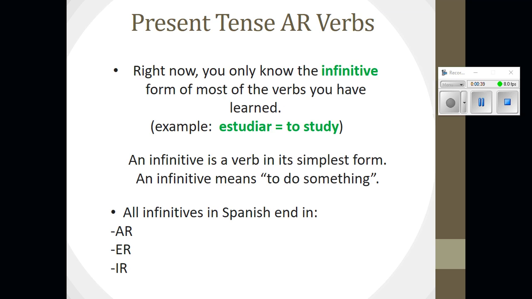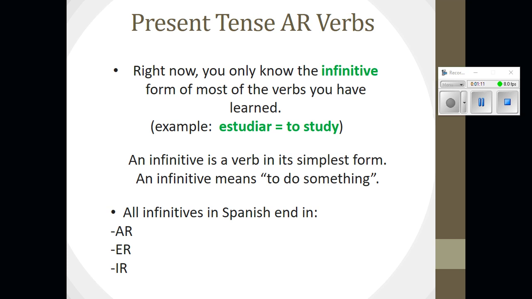Okay, the next question says, what is an infinitive? We'll get to that. So let's look at the slide here on the PowerPoint. It says, right now, you only know the infinitive form of most of the verbs you have learned. Okay, so if you remember, estudiar is an infinitive. It means to study. And on the note guide, it asks you what an infinitive is. It tells us here that an infinitive is a verb in its simplest form, and it means to do something. So let's pause the video and write that.